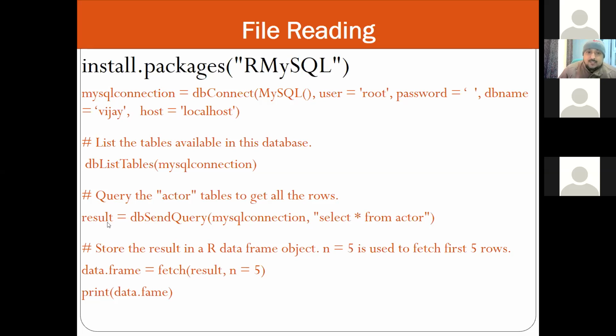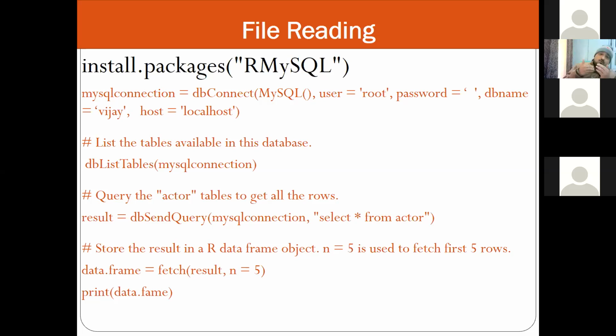Okay. Similarly, instead of retrieving all the data, I am interested only in the first 5 rows. In that case, simply write fetch. You have to fetch the data from this particular variable, which is the result, and then mention n equal to 5. It means that only the first 5 rows will be fetched. That will be transferred to the data frame, and then we will display it.